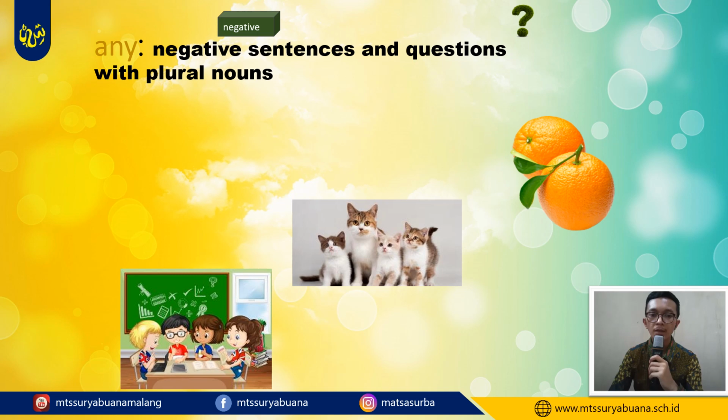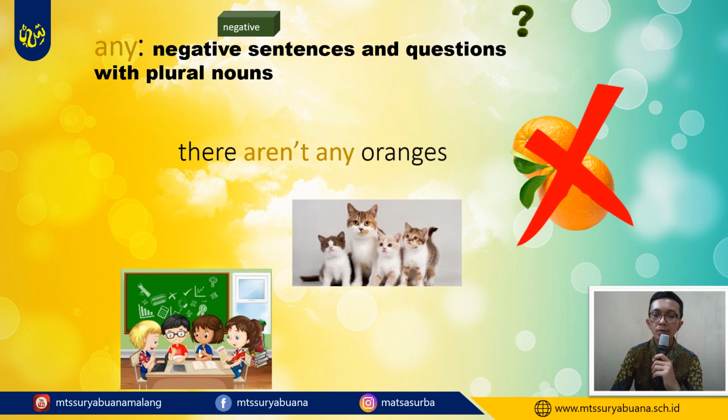Okay, the next is about any. As I said before, we can use any in negative sentences and also questions with plural nouns. You can see the pictures. There are three kinds of pictures: oranges, cats, and students. If you want to make a sentence by using any, this is the example for you. In the negative form, there aren't any oranges. This is a negative sentence. We have to use not: there are not any oranges.